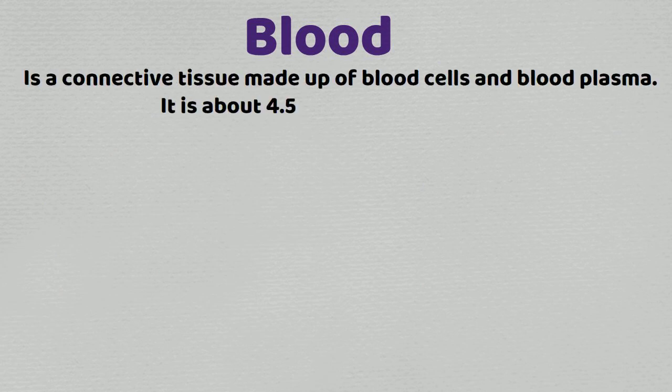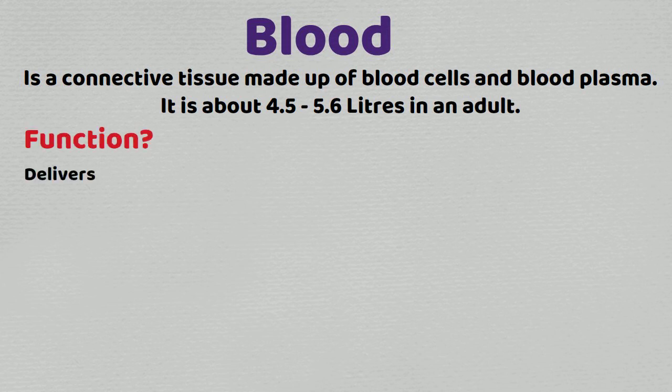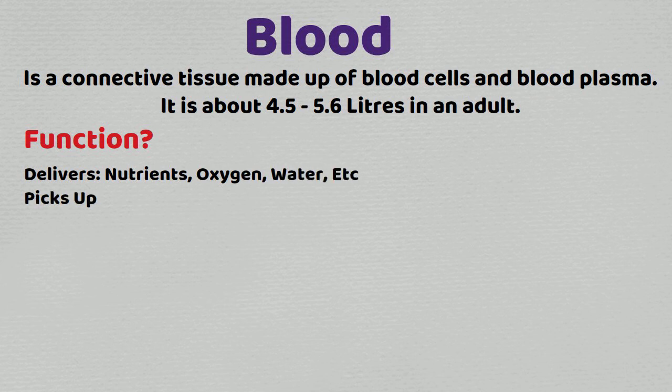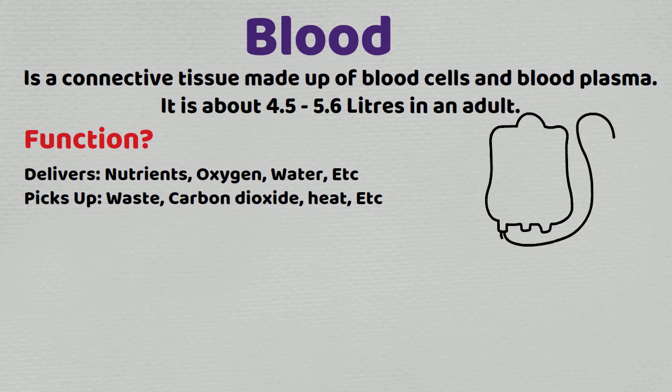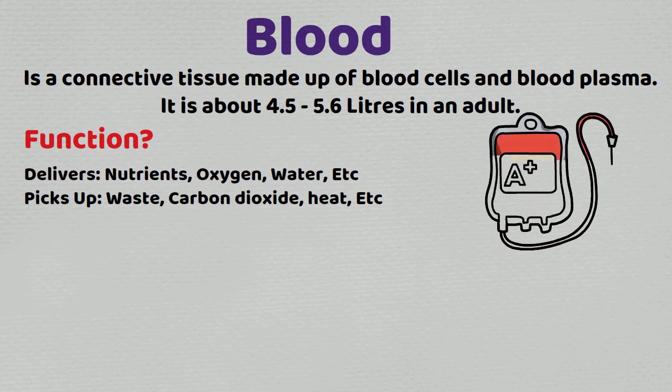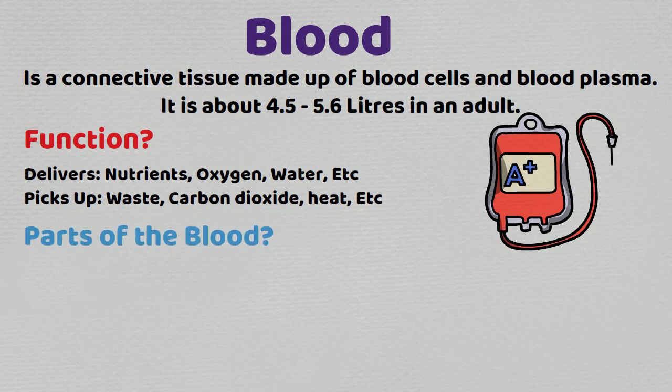So what is blood and what is its function? Blood is a connective tissue made up of blood cells and blood plasma. It is about 4.5 to 5.6 litres in an adult. Its function is to deliver nutrients, oxygen, minerals, water, hormones, and enzymes, while also picking up waste, carbon dioxide, and heat. So let's have a quick look at the parts of the blood and what it's made up of.